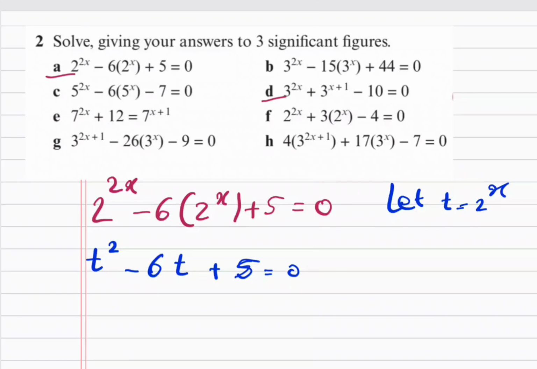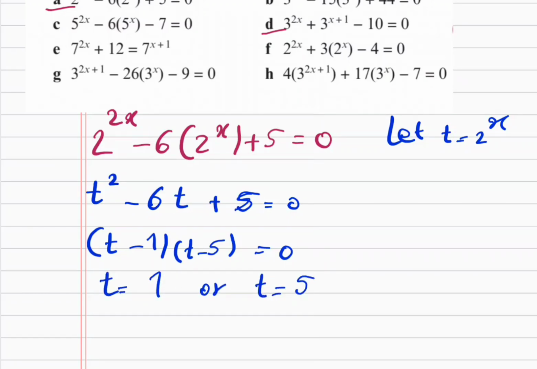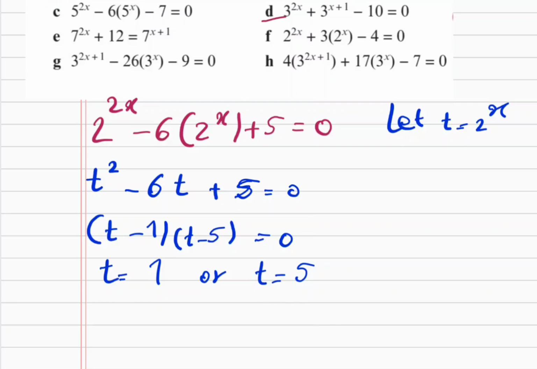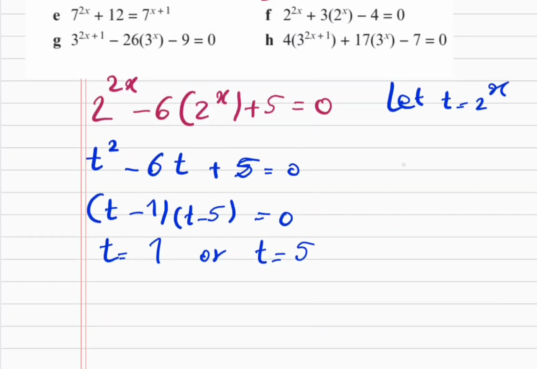And now we have a very simple quadratic. So we just solve this as usual, and we can factorize this. So t minus 1 times t minus 5 is equal to 0. Therefore, the two solutions: the first one is t is equal to 1, and the second solution is 5. Now we just set each of these equal to 2 to the power of x. So the first case is when 2 to the power of x is equal to 1.